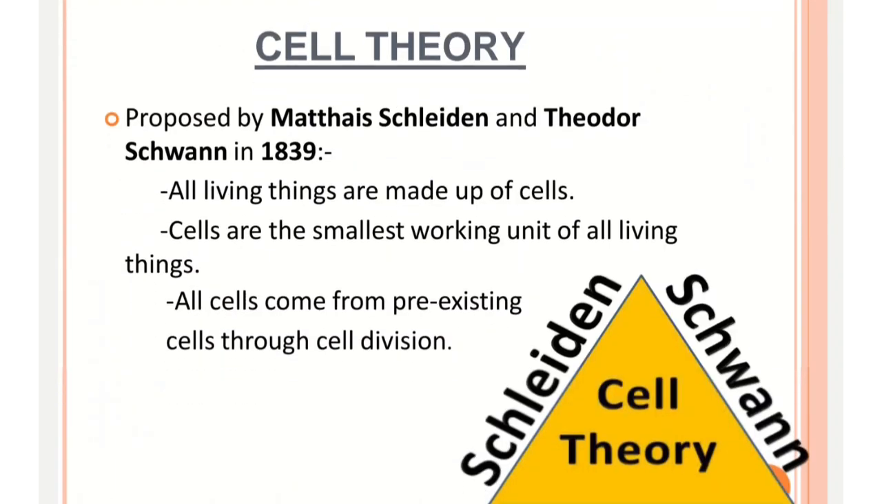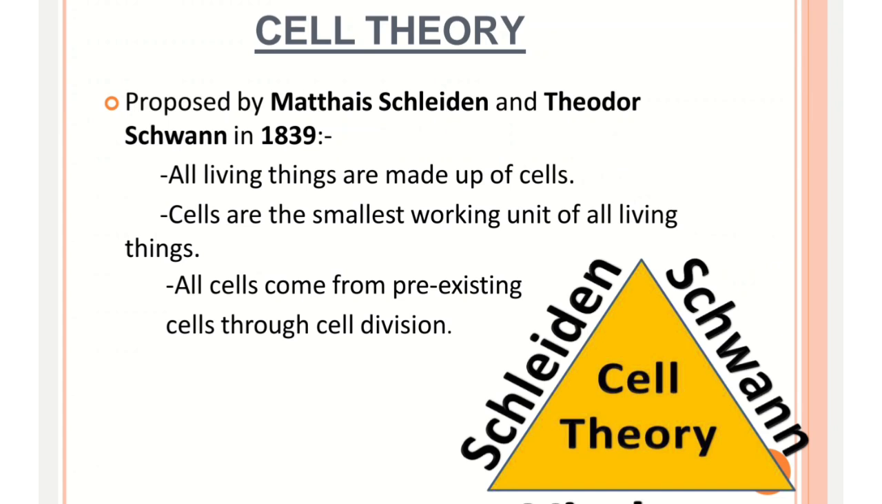After that, we are going to study about the cell theory. Let's now understand cell theory. It was first proposed by Matthias Schleiden and Theodor Schwann in 1839. The cell theory states three main points. All living things are made up of cells.